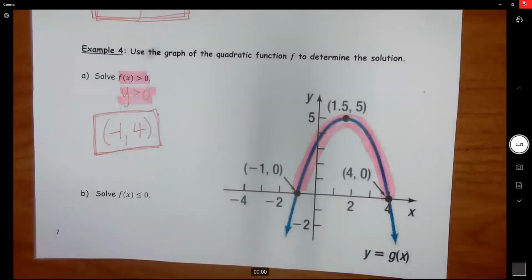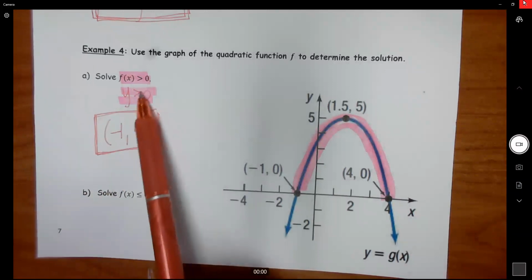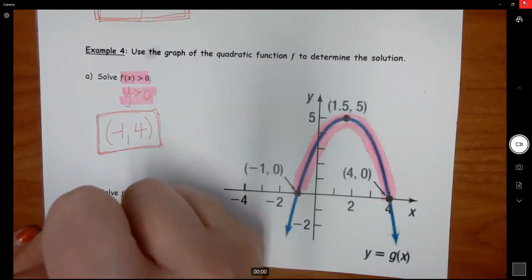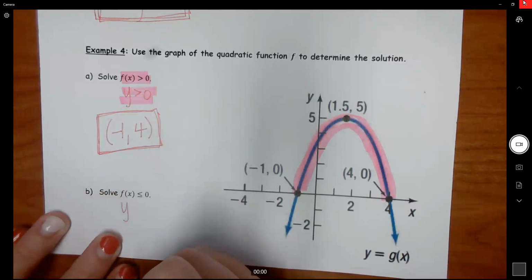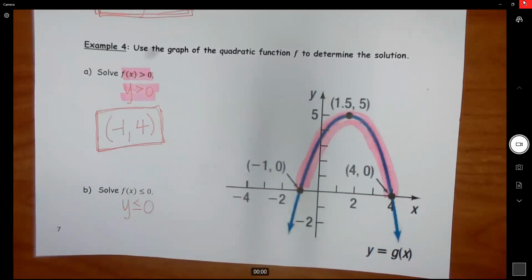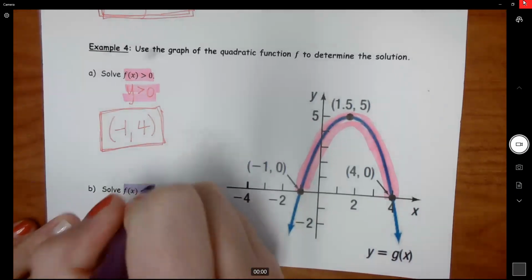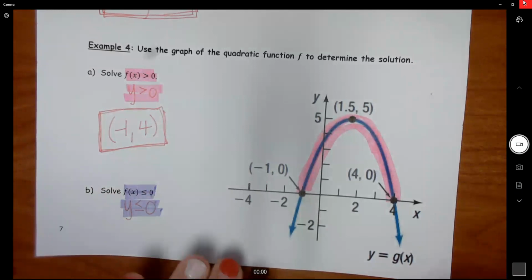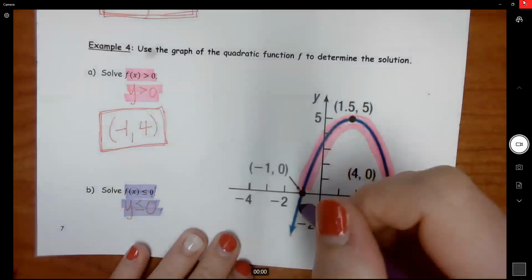Why do both of these have parentheses? Because it again says greater than and not greater than or equal to. So now here we're solving when y, or f of x, is less than or equal to 0. When are my y values less than 0? Down here below my x.